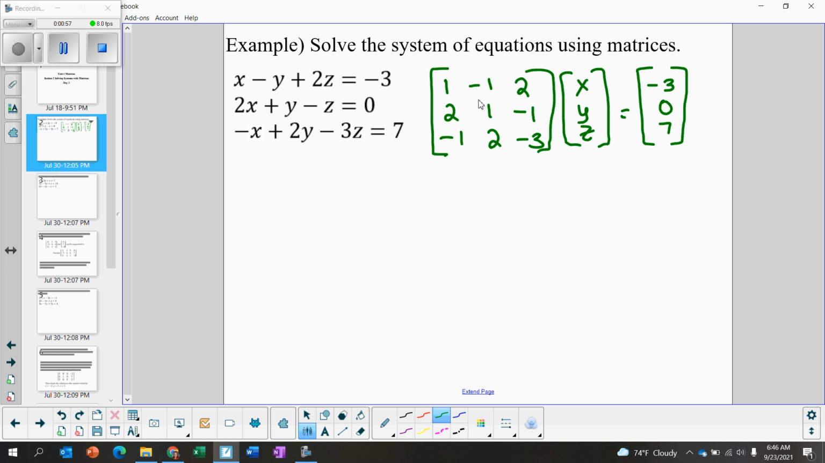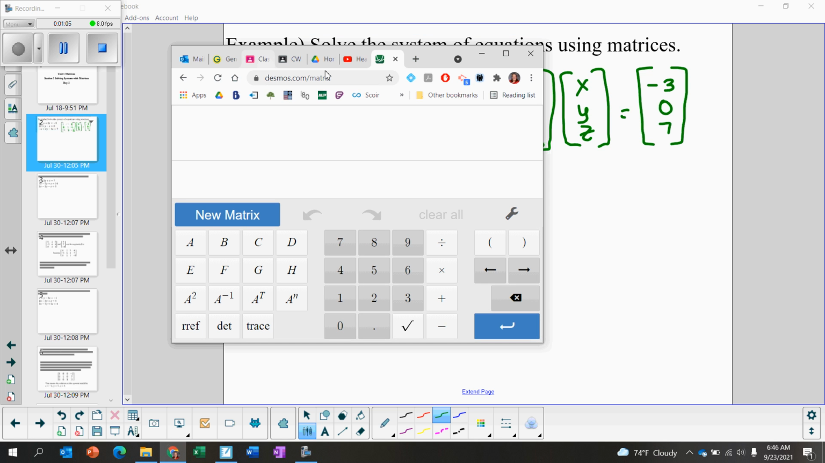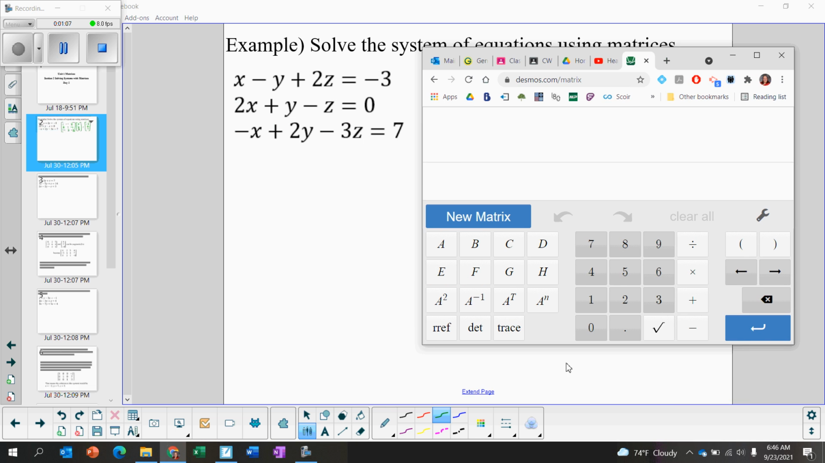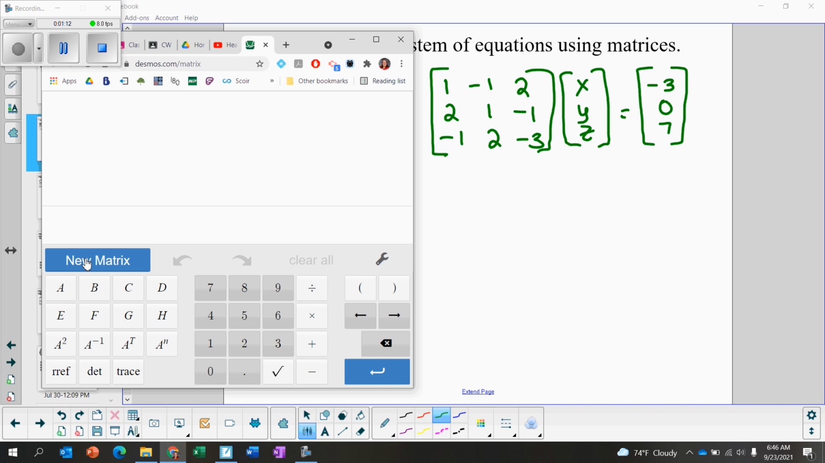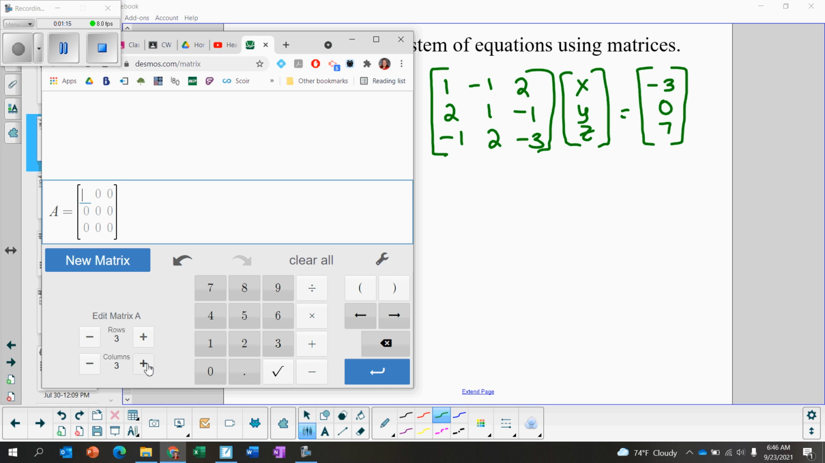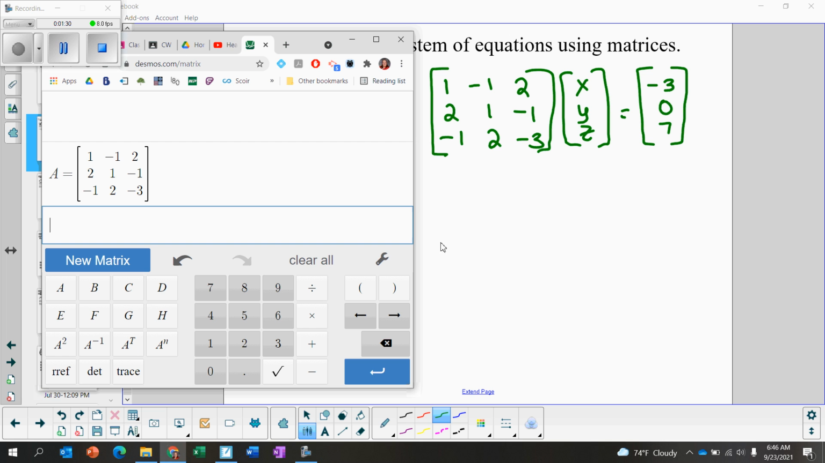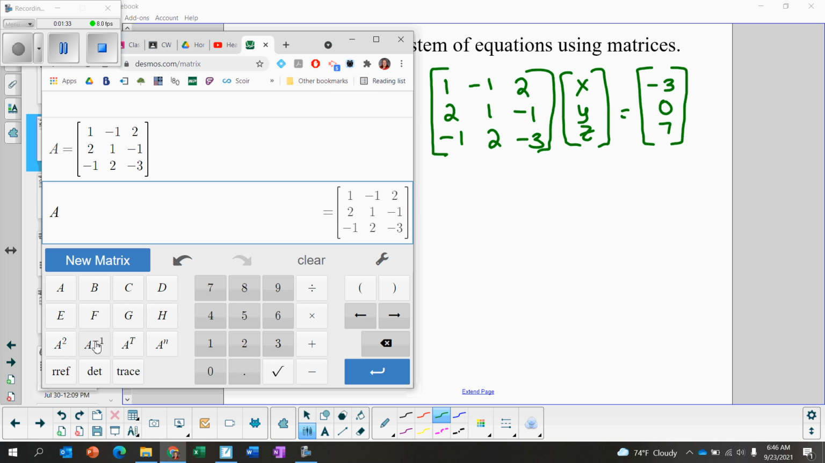So we're going to start this by finding the inverse. And if you recall, when we were looking for the inverse, we would use Desmos. Okay, I want to be able to see it. Actually, let's go this way so I can actually see it. All right, so new matrix. Bump it up to a 3 by 3. And we'll enter in our numbers. -3. Okay, so there's our matrix, and we want the inverse. So we're going to hit A to the -1.